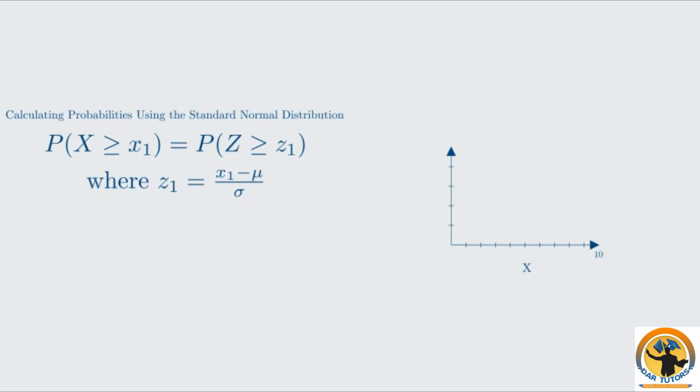Let's visualize this. On the left, we have a normal curve for x, and we want to find the area to the right of x1. This area represents the probability. If we transform this to the z distribution on the right, the area to the right of its corresponding z1 is exactly the same. We've just changed the scale on the horizontal axis.